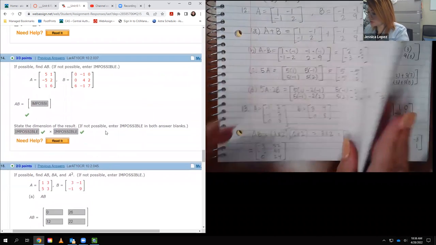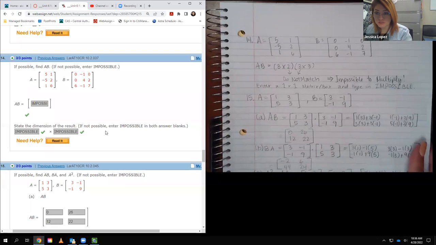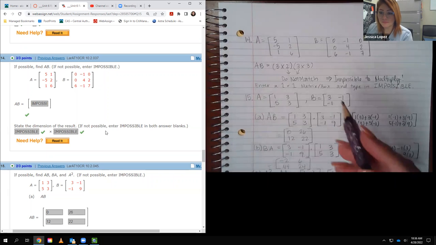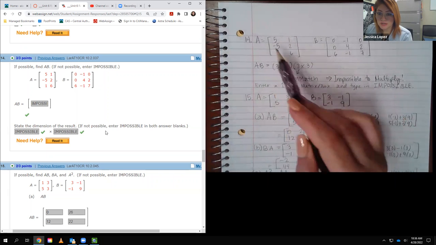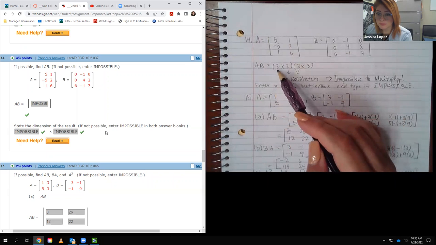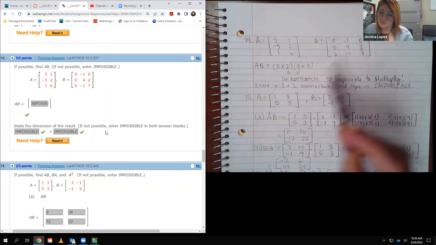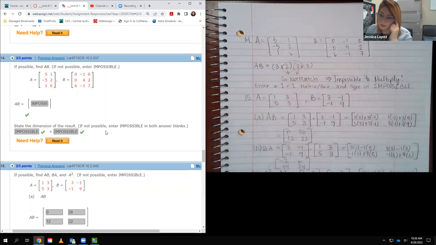Now for number 14. So for number 14, we have these two matrices. And so I did the dimensions of this one. This is 3 rows and 2 columns. So there's my 3 by 2. Here, this is 3 rows and 3 columns. So it's a 3 by 3. But these two things do not match in the middle, which means it's impossible for me to multiply them.